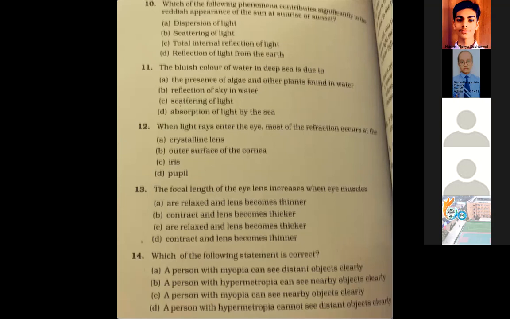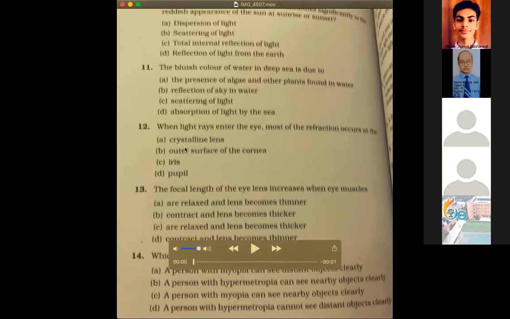Okay, is it clear to you? And right, where will it take place out of all these structure areas of the eye? Where do you think it will take place?